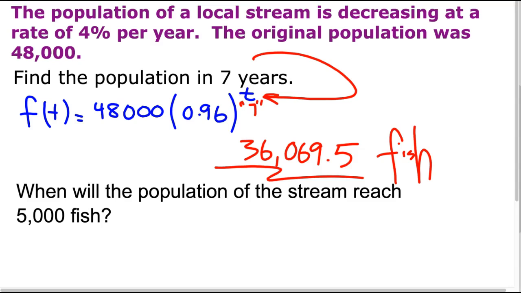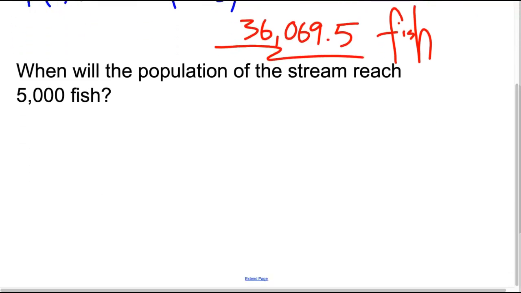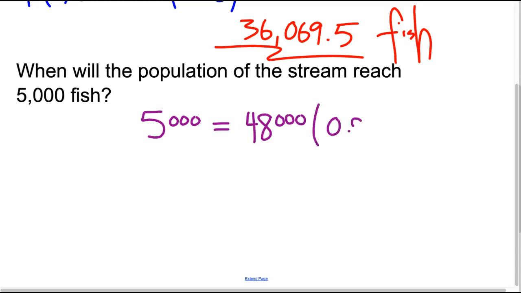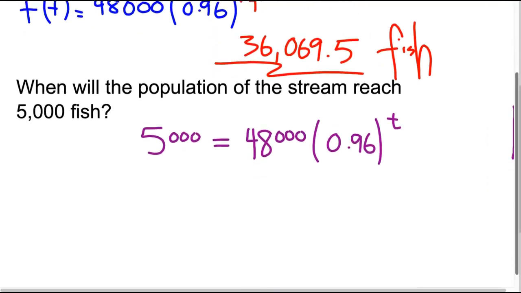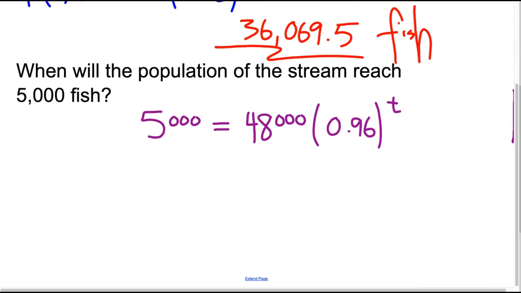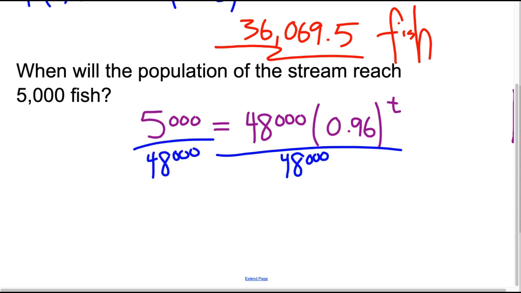When will the population of the stream reach 5,000? Oh, how many years until we only have 5,000 fish left? All right, well, this is going to be an equation that will involve using logs. 5,000 equals 48,000 times 0.96 to the, and I'm trying to solve for t this time. Right? 48,000, was that the right? Yep. So now, get the t by itself. I'm going to divide both sides by 48,000. And then I'm going to rewrite it as a log.